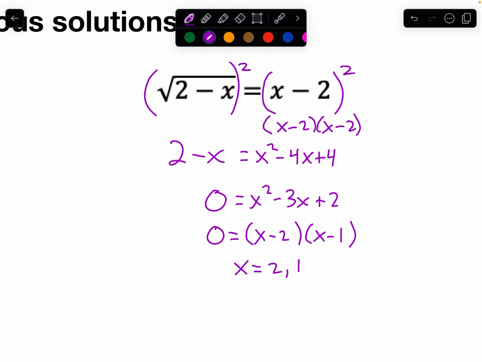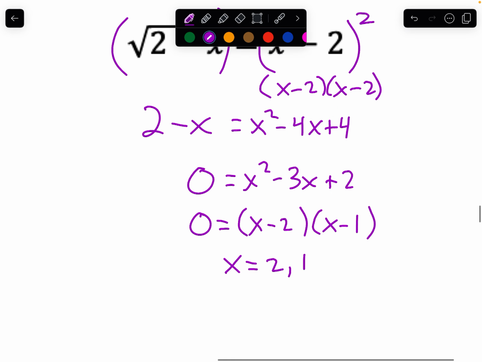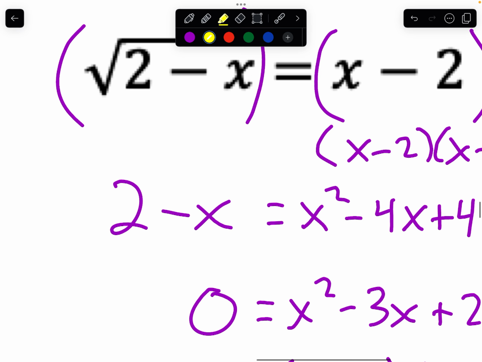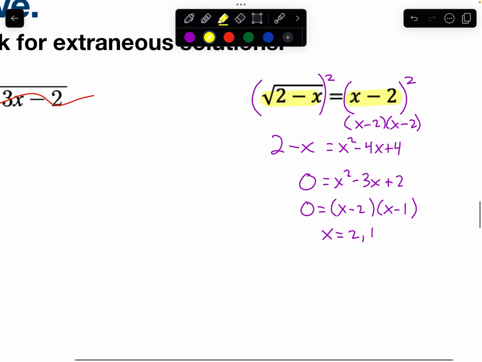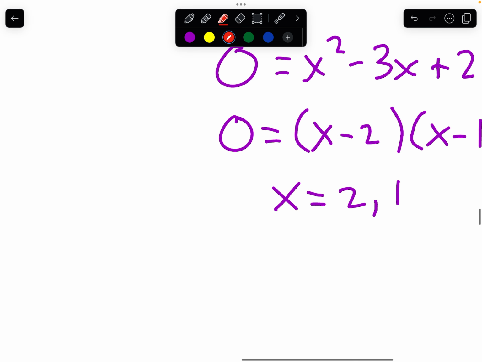I made a big deal about how this is a situation where we might create some extraneous solutions. So before I put a box around those, I'm going to double check both of them. And the key is that I check them back in this original equation before I squared both sides. So switching colors here, the first thing I'm going to check is x equals 2.